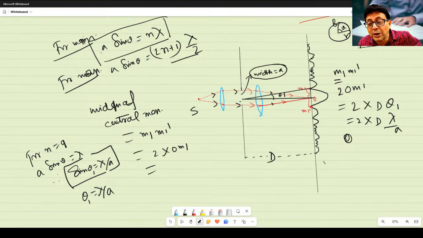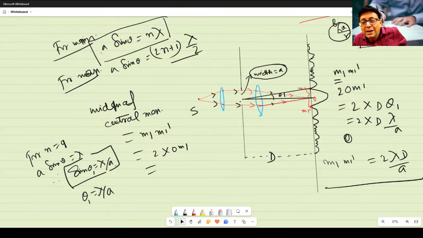So M1 M1 dashed is 2 lambda D by a. This is the formula for central maximum. Central maxima width is 2 lambda big D by small a. I am giving you one simple task. Just show that the width of central maxima is twice. Prove that. This is your homework.